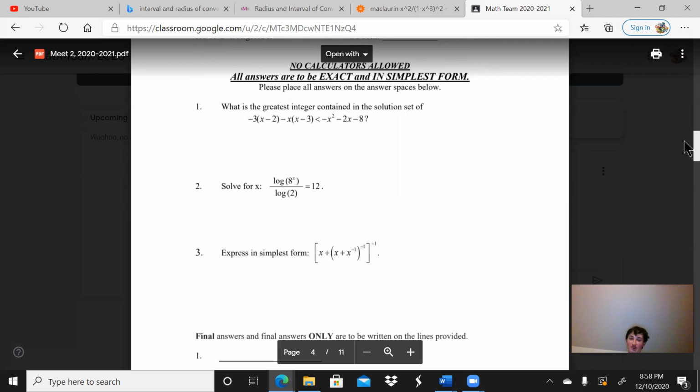Number 1's actually the hardest one, in my opinion, for this round. The greatest integer... Yeah, negative 3x plus 6 minus x squared plus 3x less than negative x squared minus 2x minus 8. Why are the problems so much easier now than they were? So 6 is less than negative 2x minus 8. A lot of stuff cancels out.